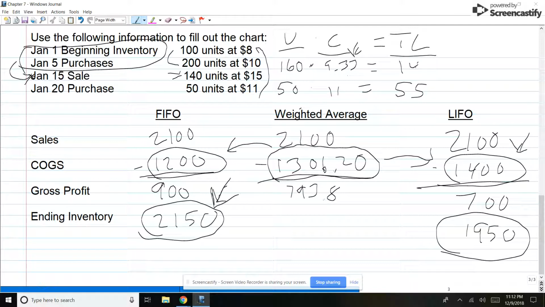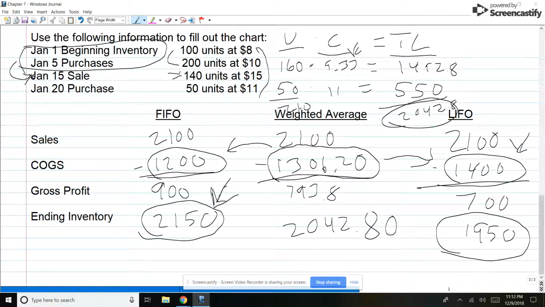So I get 1492.8. We're going to add these two up. Oh, and this should be 550. So our total cost is 2042.8. Our total units are 210. So our total cost is just going to be our ending inventory.